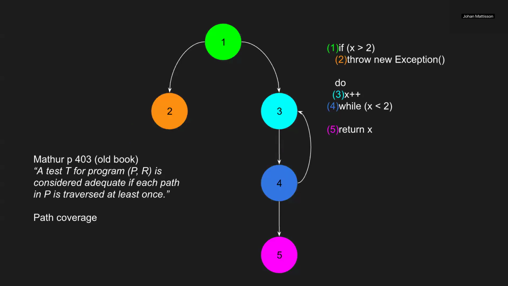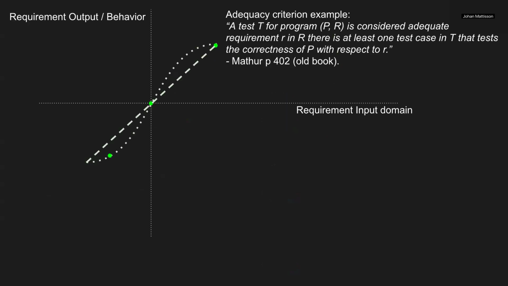Let's take a look at the next one. All right, so that was requirement coverage. Here we played around with the requirement: for each requirement R in R, there's at least one test case that tests the correctness of P, where P is the program. It's a very formal definition. Matur is very formal in its definition in that book.